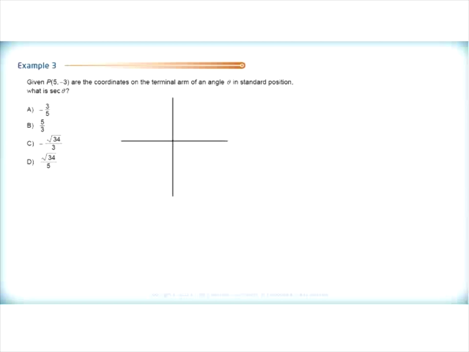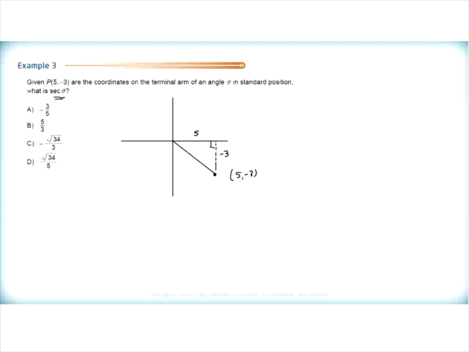Let's construct a point at 5, -3. So 5, -3 will be in the 4th quadrant. So here's my point, 5, -3. Construct my terminal arm right there. So there's the point on the terminal arm, 5, -3. Again, if I drop a perpendicular down to the x-axis, I know that this is 5 and this is -3.